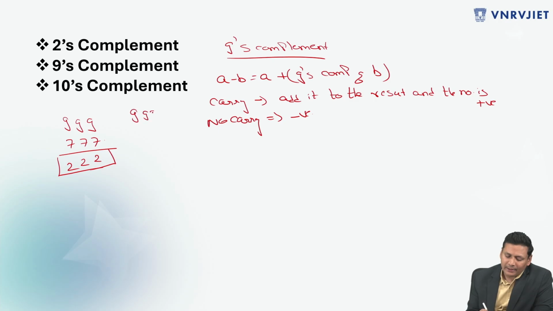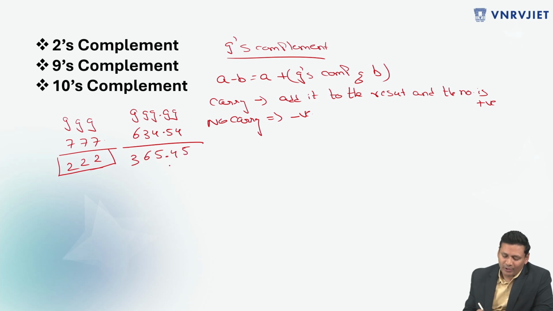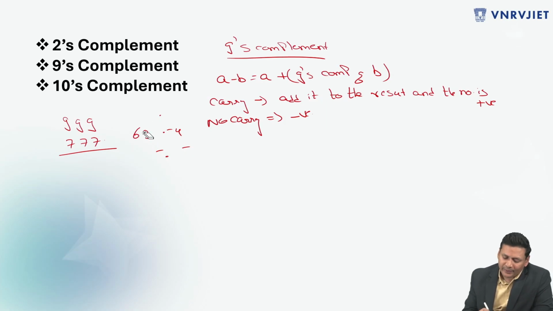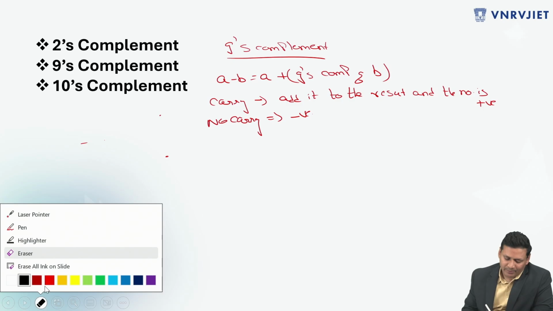Similarly, take 634.54. What is the nines complement of 634.54? You have to subtract it from 999.99. It will be 365.45. This is how we find the nines complement. Now we will see how to do the subtraction using nines complement by taking one example.